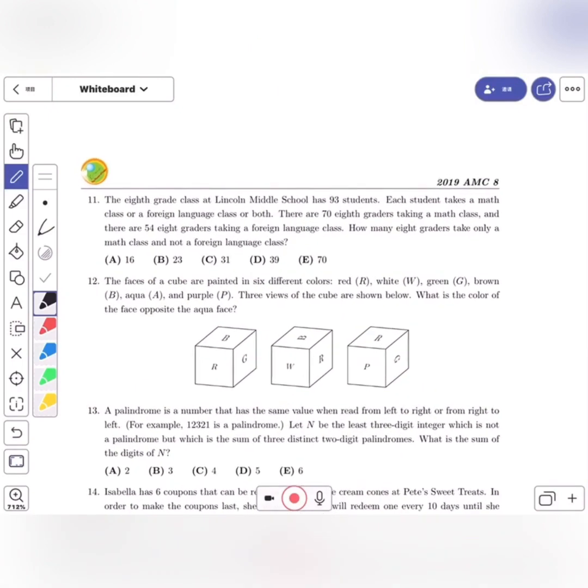The 8th grade class at Lincoln Middle School has 93 students. Each student takes a math class or a foreign languages class or both. There are 70 8th graders taking a math class and there are 54 8th graders taking a foreign language class. How many 8th graders are taking only math class and not a foreign language class?